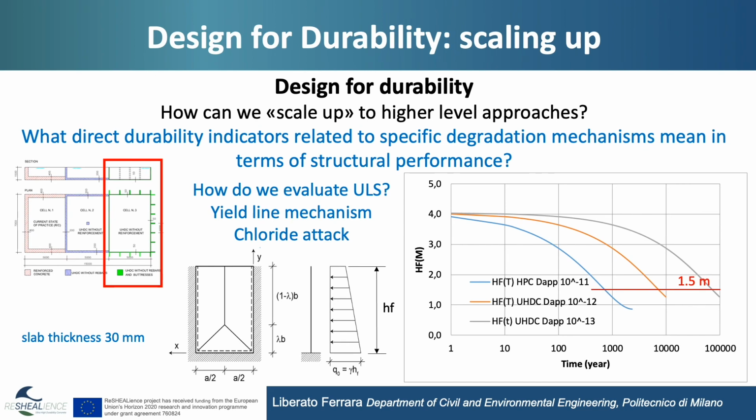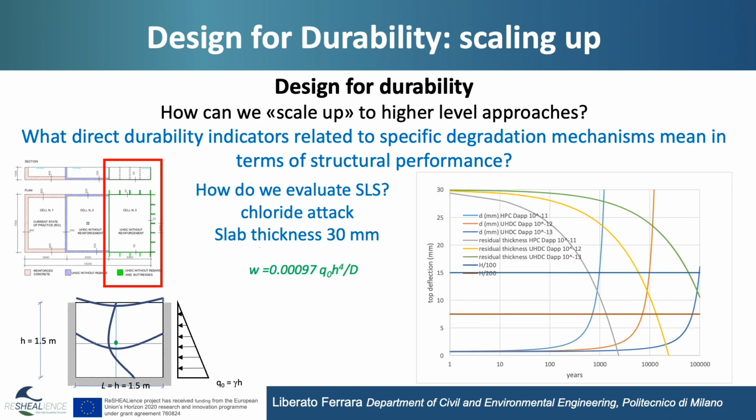For the serviceability limit state, we calculate once again the maximum deflection from the tables, and in the right graph you have how the deflection evolves over time as the cross-section decreases. We also tried a 20 millimeter thickness of our wall, just as an example.